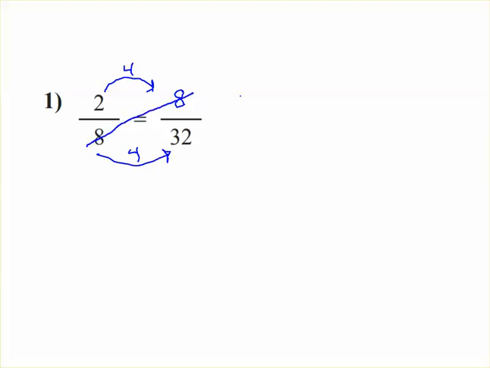8 times 8 equals 64. And if we cross multiply this way, 32 times 2, that equals 64. And if these two numbers are the same right here, we know we have equivalent fractions. They're the exact same thing.